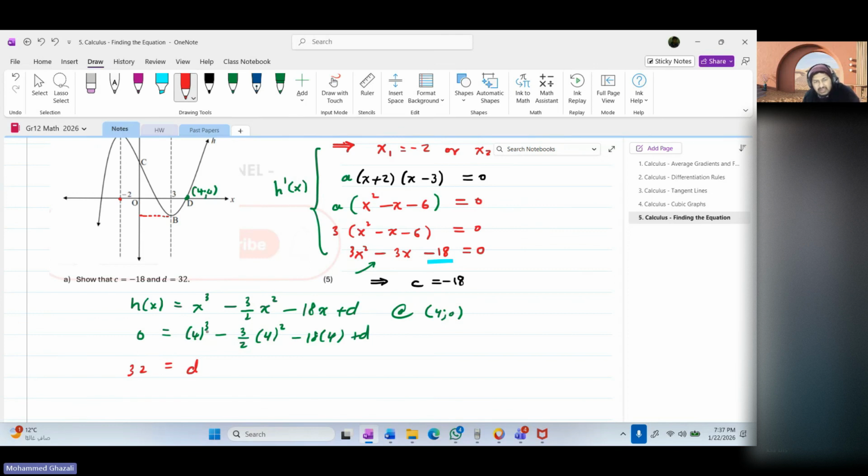Right, but don't do it like this. Just make sure that it's actually 32. Let's add up all these values and see if you get negative 32 there.